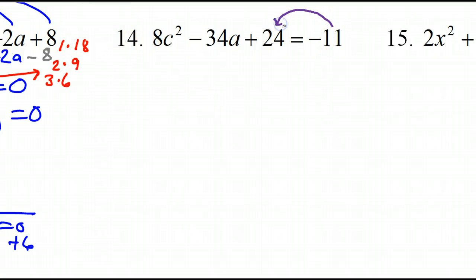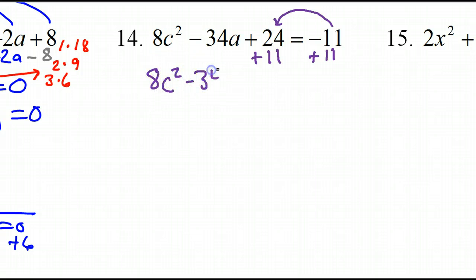Alright, this 11 needs to get over here. So I'm going to add 11 to both sides like that. So that's going to give me 8c squared minus 34.